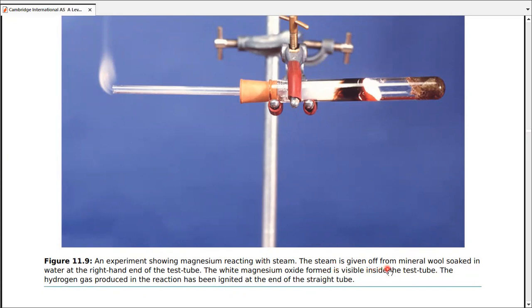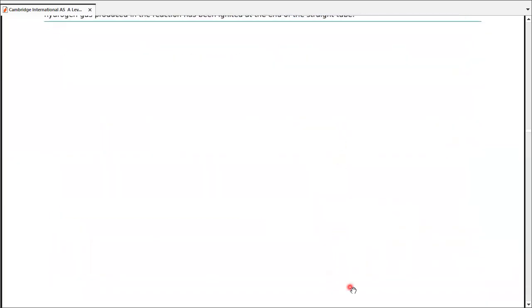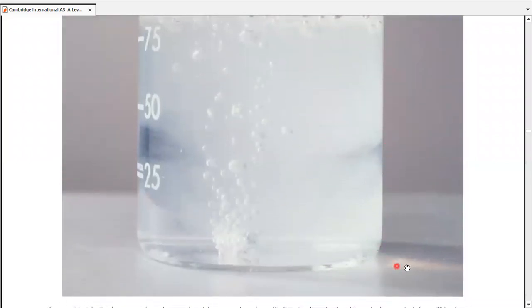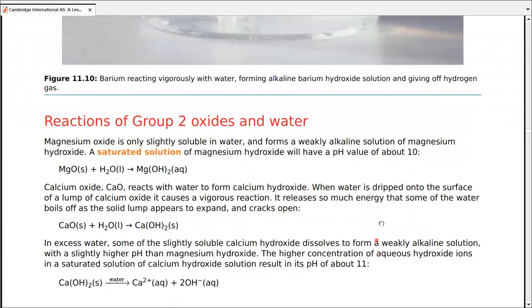The steam is given off from the mineral wool soaked in the water at the right hand end of the test tube. So, the white magnesium oxide forming is visible inside of the test tube. I hope you get it. The hydrogen gas produced in the reaction has been ignited at the end of the straight tube. So you can see the flame coming out of it, giving you the idea that hydrogen gas is being produced. So yeah, it's easily understandable.